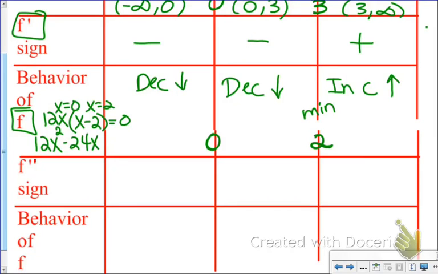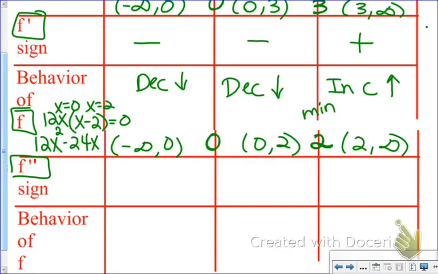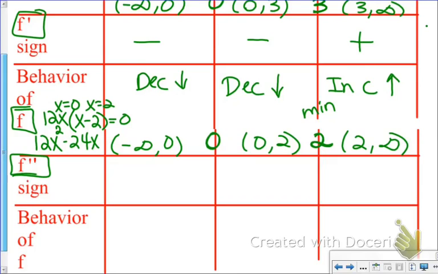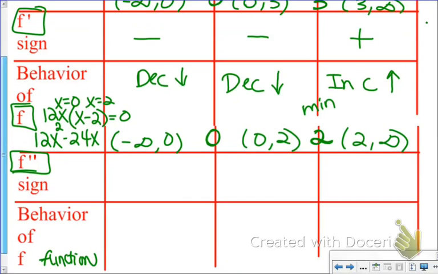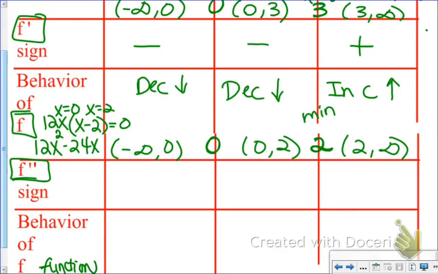So we have 0 and 2. So negative infinity to 0, 0 to 2, 2 to infinity. We do the same exact thing for the sign of the second derivative. You plug the numbers you pick in each region into the second derivative, and then we talk about the behavior of the function. This is all about the function in the bottom part of our sign charts. So here's our second derivative. Pick a number between negative infinity and 0.